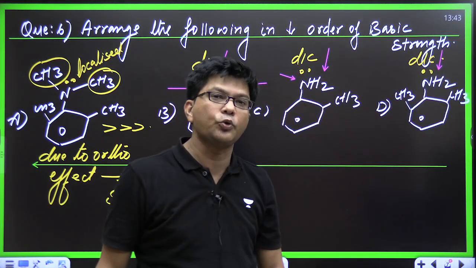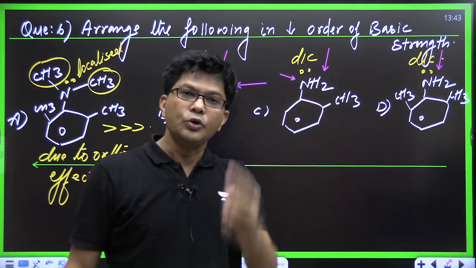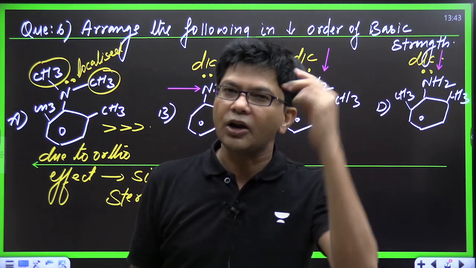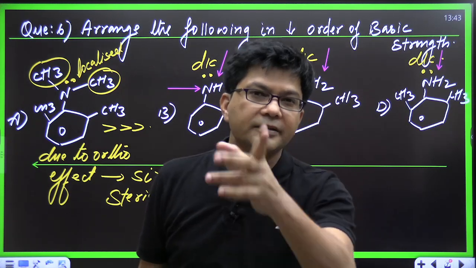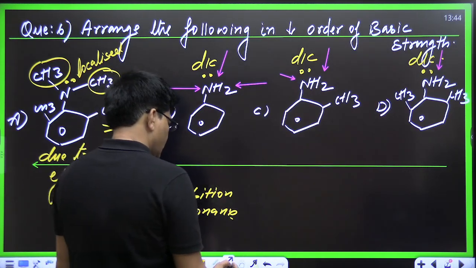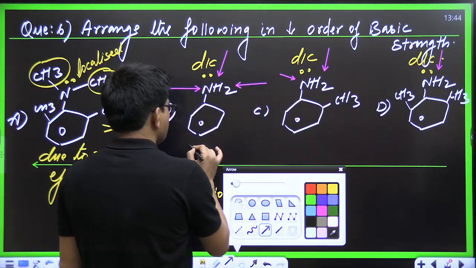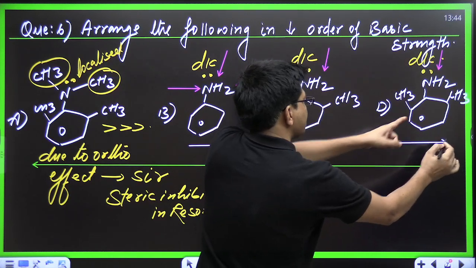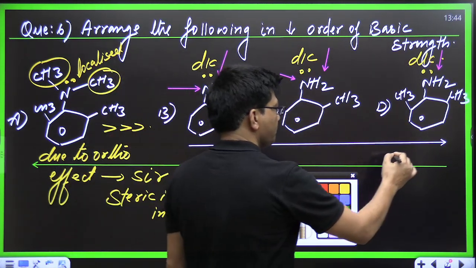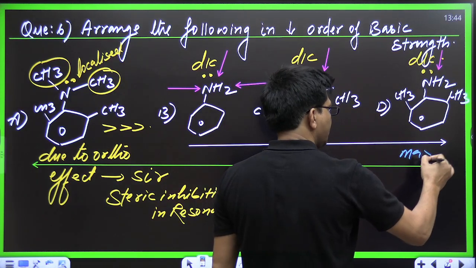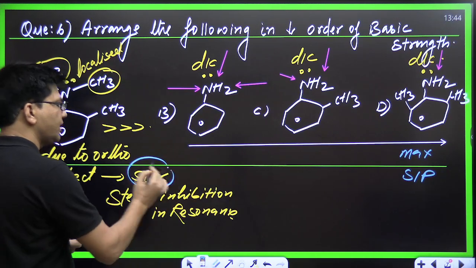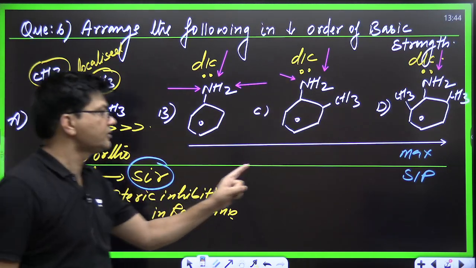If I talk on the basis of electron density, then this should be the most basic, but we should have knowledge of two things. Not only the electronic factor is going to decide, along with the electronic factor, there is one more factor, that is steric factor. So let me tell you, this is having maximum SIP. What is this SIP? Maximum SIP. This is a new word. There is SIR. You have studied steric inhibition in resonance, but this is SIP.